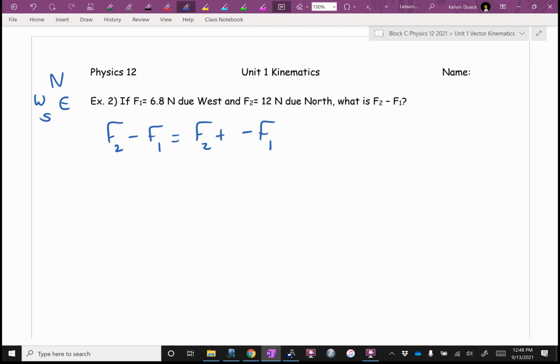Eleonora, what is F2, magnitude and direction? F2. Yep. I'm going to draw that. So 12 newtons north. What was F1 originally, magnitude and direction? 6.8 newtons due west. So what would negative west be? East. Yep. So I'm going to point it this way. And now, Deegan, how would I add those two together? And that will give me the same as if I learned a whole new rule for subtraction.